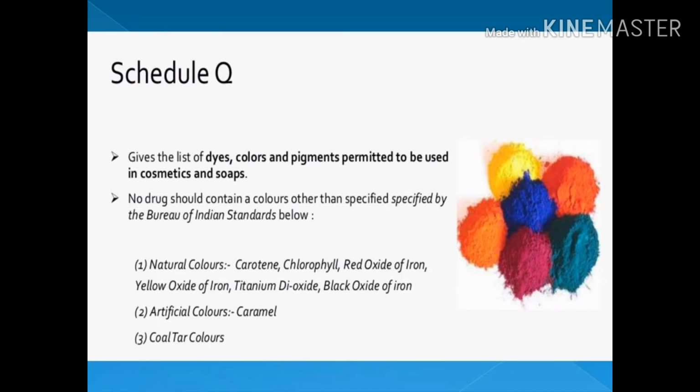Schedule Q gives the list of dyes, colors and pigments permitted to be used in cosmetics and soaps. No drug should contain a color other than the specified ones, like Bureau of Indian Standards. You can see the example. The natural colors contain carotene, chlorophyll, red oxides of iron, yellow oxides of iron, titanium dioxide, black oxides of iron. Artificial colors should contain caramel and coal tar colors.